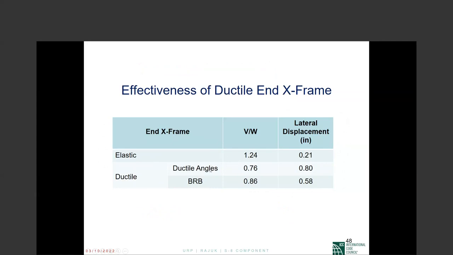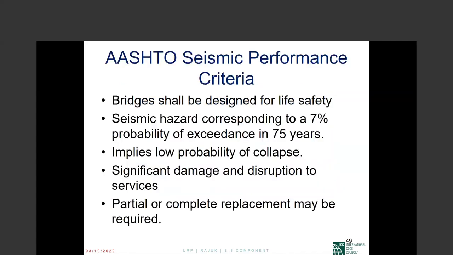For a ductile design, based on the angles, we were able to reduce the lateral force, but we have a larger displacement. BRB is the same thing. We have reduced the force, and we have a lesser displacement. So once you have a yielding element, you will limit the base shear, but you will have a larger displacement. And that's what you want to make sure of, that you are allowing for this kind of displacement.